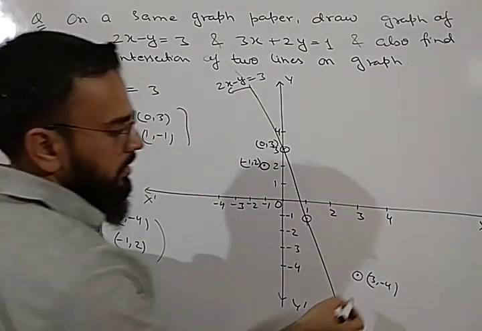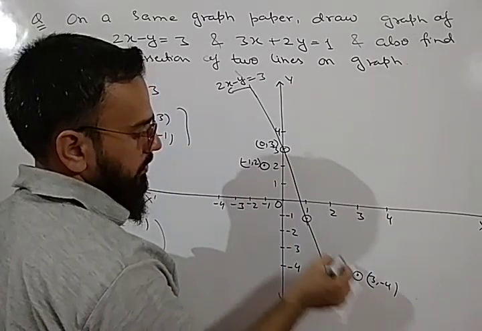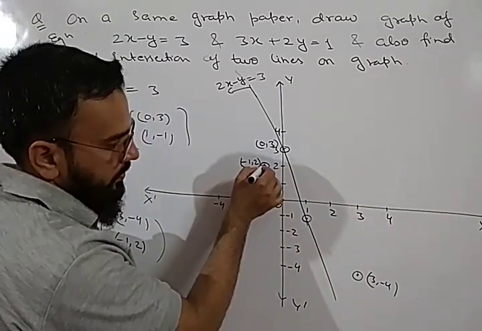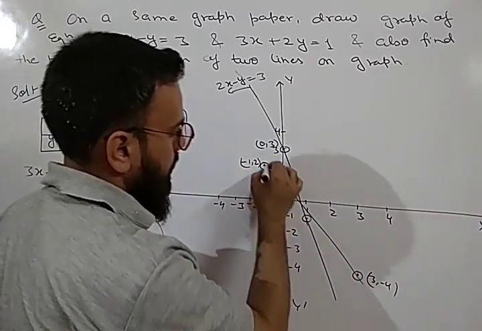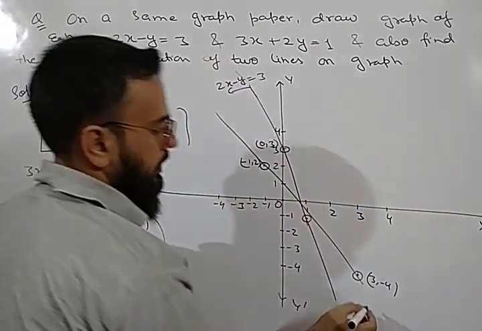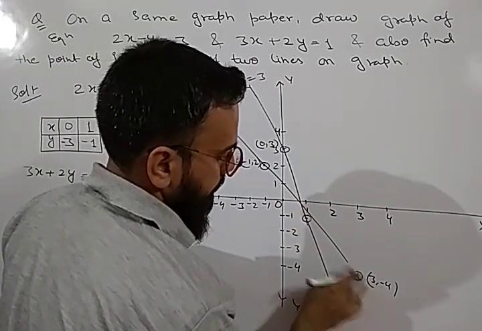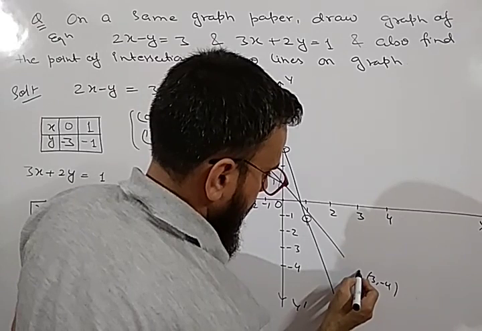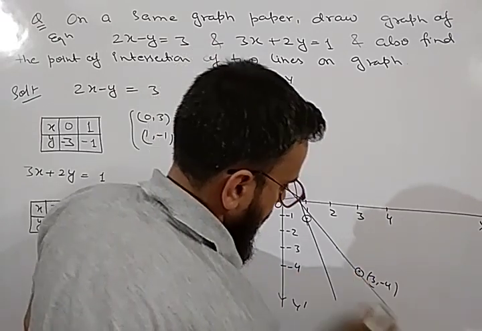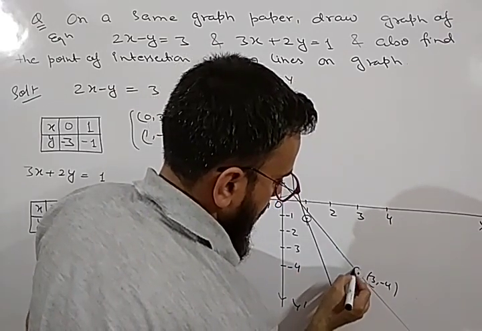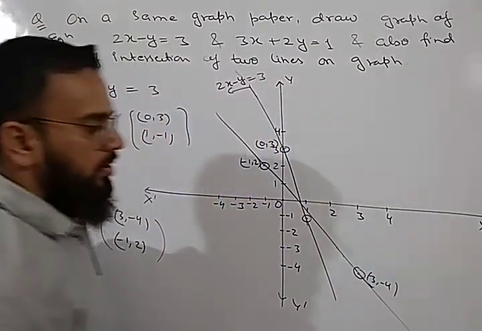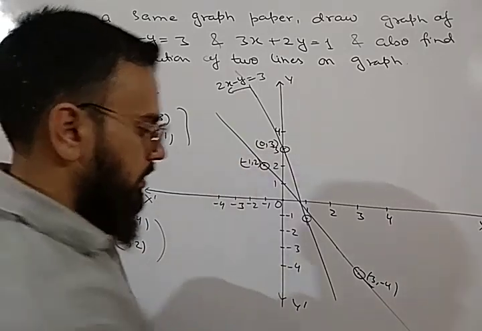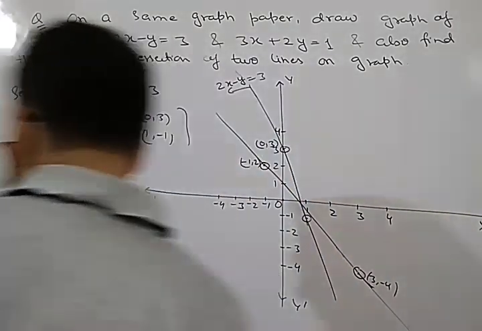Now we have to join these 2 points. So you will join these 2 points using a scale, and you can extend these 2 lines on both the sides. When you draw these graphs on graph paper, then it will be more accurate.